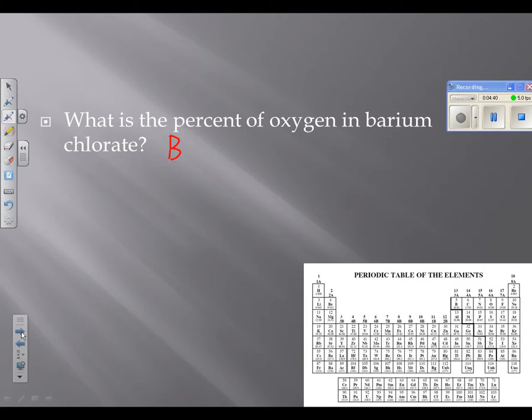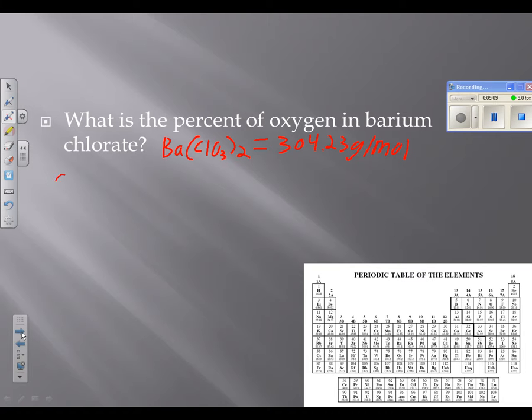The next one, percent of oxygen in barium chlorate. So first step, find the formula, BaClO3 twice, that is Ba(ClO3)2. That molar mass gives us 304.23 grams per mole.